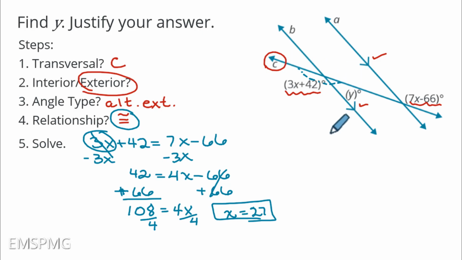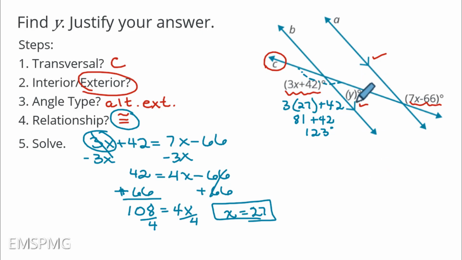So they are supplementary. So I'm going to go ahead and plug in this 27 in x's place so I can figure out how many degrees that full angle is. If I work this out, multiplication in PEMDAS comes first. 3 times 27, I get 81. Don't forget to add the 42. And when I add this up, I'm going to get that this is 123 degrees. So I know that this angle is 123.